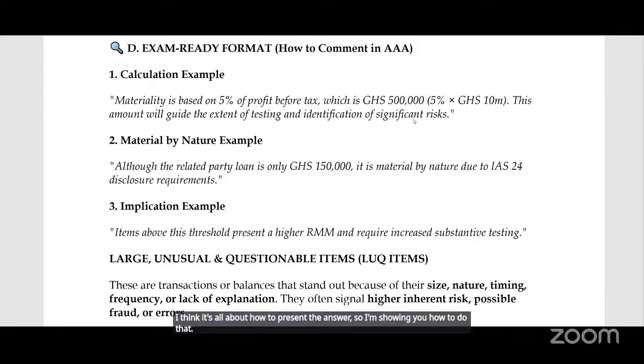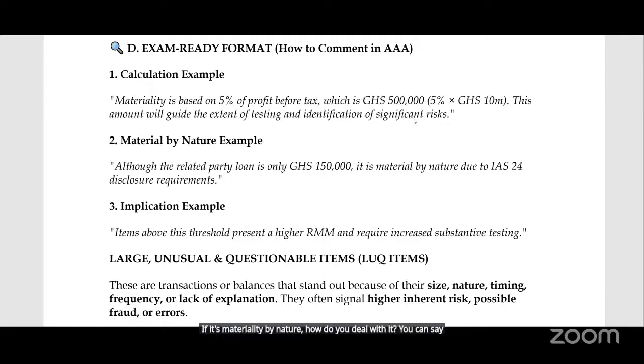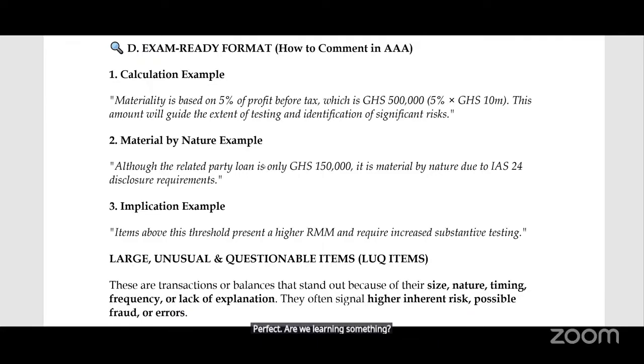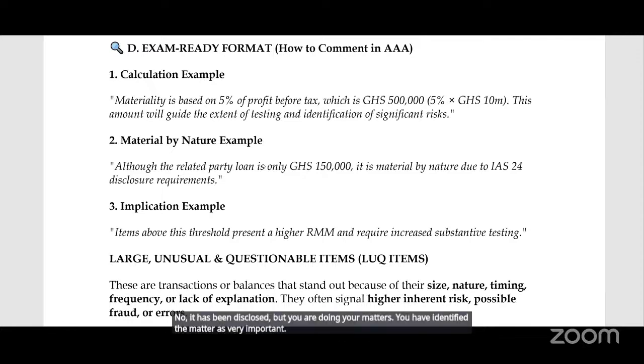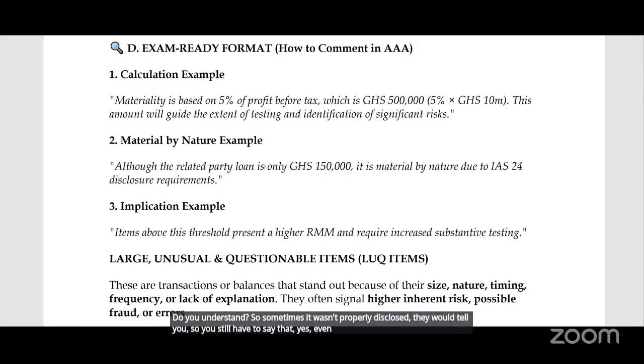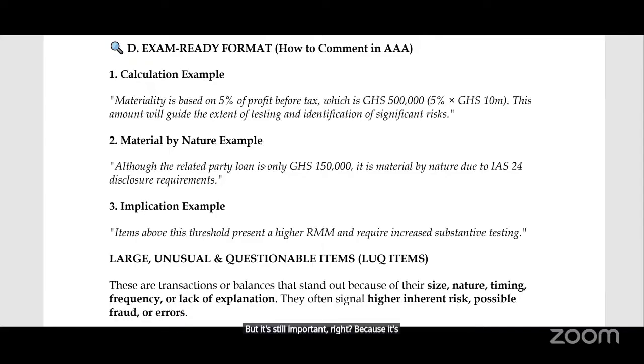If it's materiality by nature, how do you deal with it? You can say, although the related party loan is only 150 cedis, it is material by nature due to the IAS 24 disclosure requirement. Perfect. Are we learning something? It doesn't mean it wasn't disclosed. No, it has been disclosed, but you have identified the matter as very important. Sometimes it wasn't properly disclosed. They will tell you. So you still have to say that, yes, even though it's 150,000, it's below materiality, but it's still important because it's by related parties.